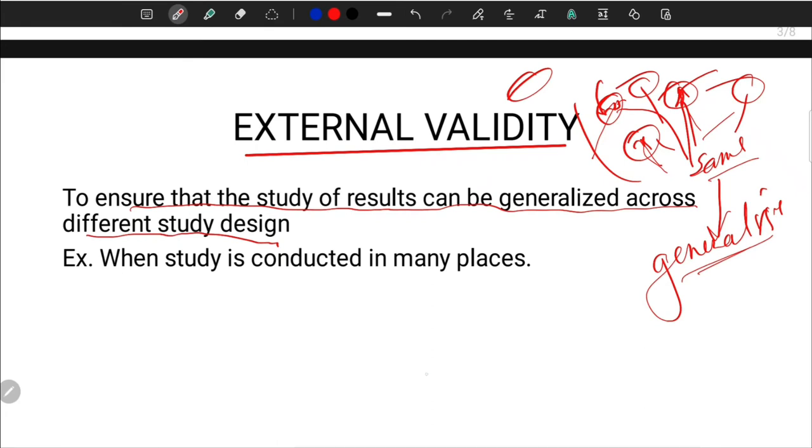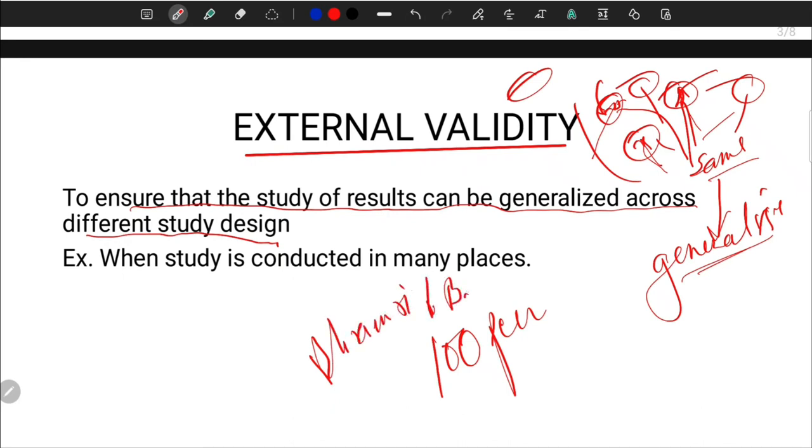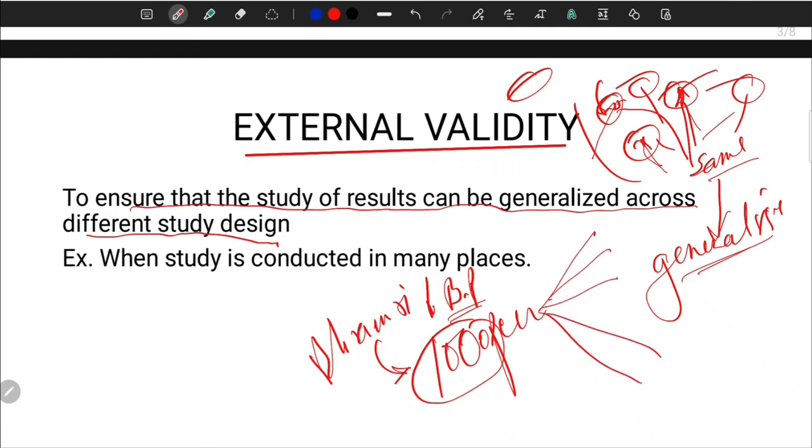Generalize. Like if we have done a study on 100 people and we get that Bhramari reduces blood pressure, and if we do it on, let's suppose, 1000 people and we get a very good result, then we can generalize that Bhramari reduces BP for all people, whether it's 10,000 or 10 lakh, any number. We are generalizing the result because we are getting the same good result in every design. So we can say, yes, this is having an effect, and it will impact the whole population.